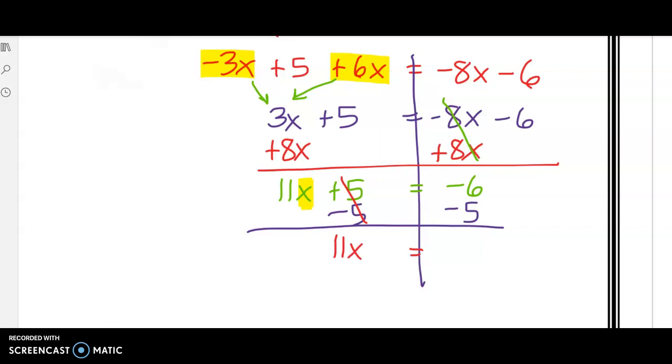And on the right, a lot of us made errors with subtraction. -6, and then I subtract 5 from it, I'm at -11. Okay, think about it like money. If I owe you $6 and I borrow 5 more, I now owe you $11.